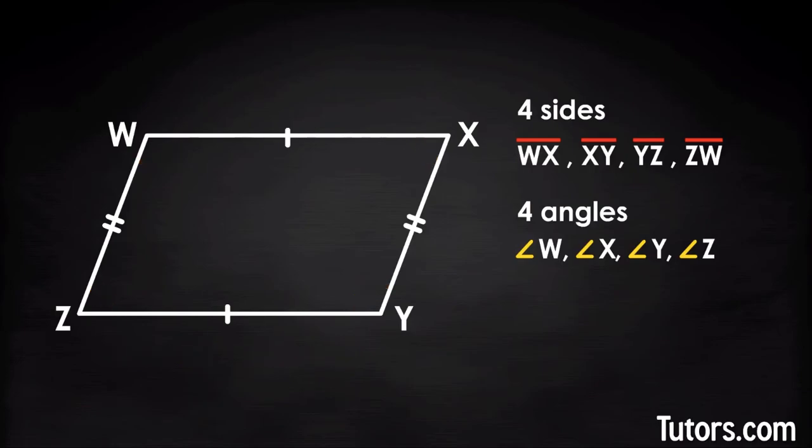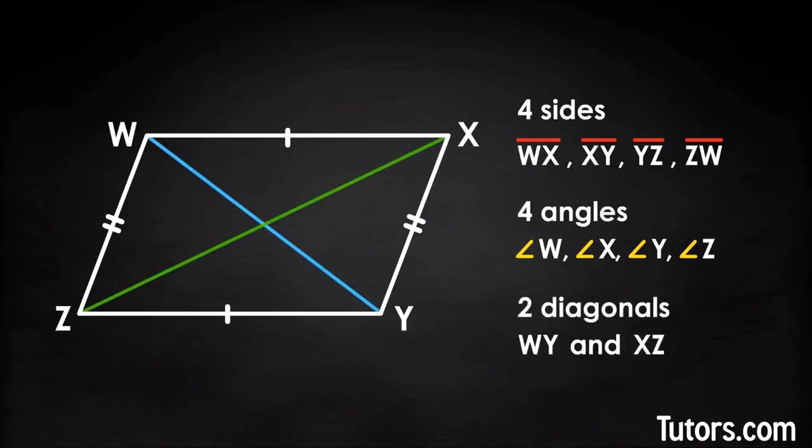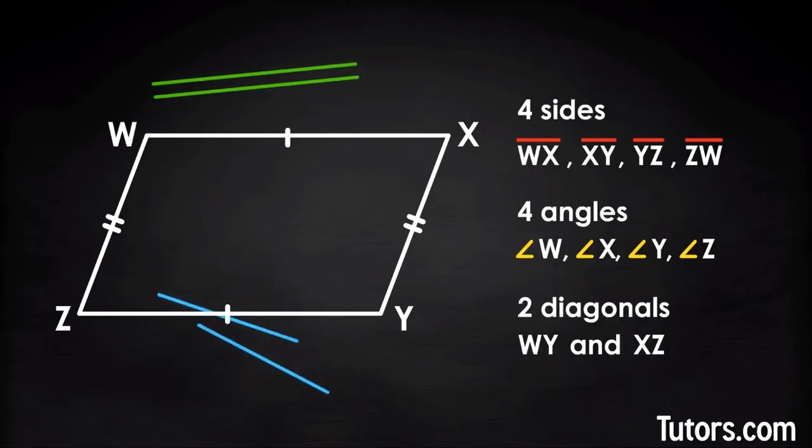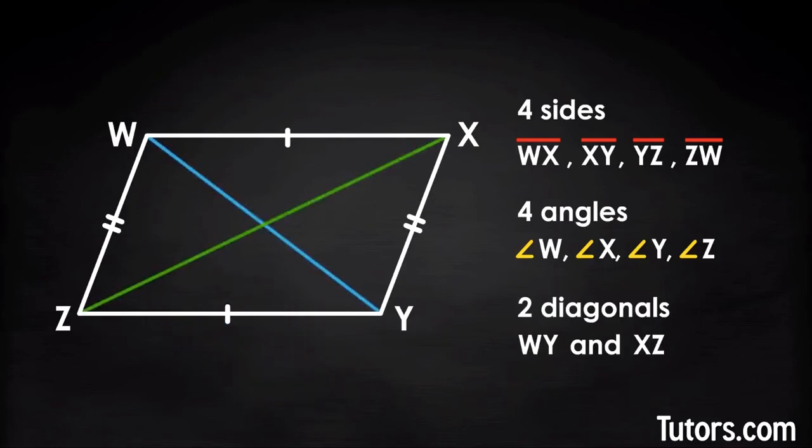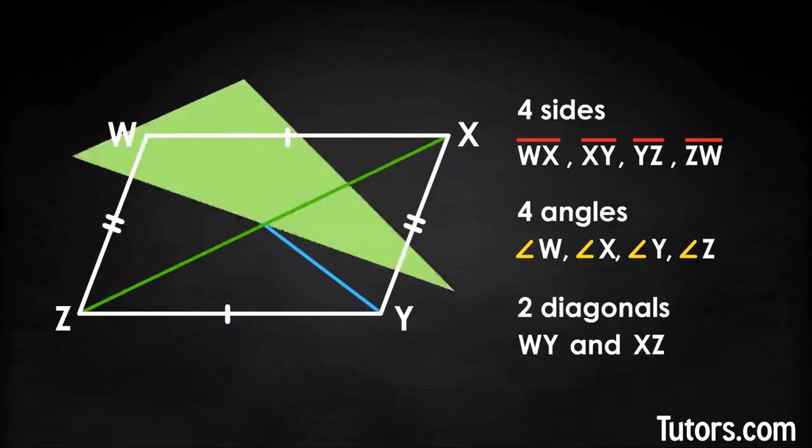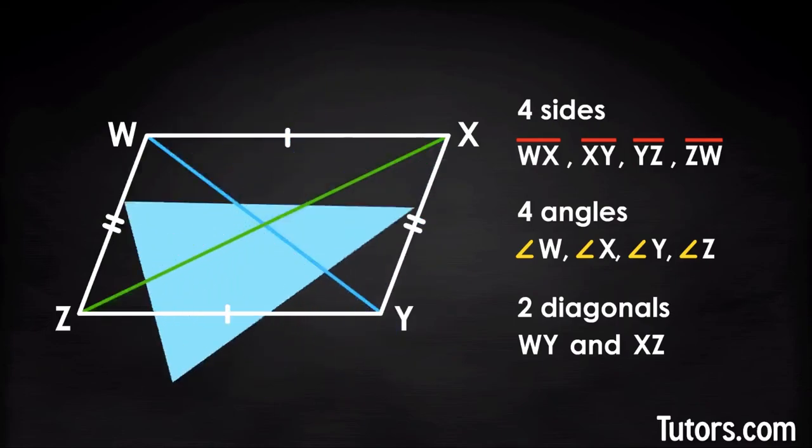Connecting opposite, non-adjacent vertices gives you diagonals WY and XZ. One interesting property of a parallelogram is that its two diagonals bisect each other, cut each other in half. Another property is that each diagonal forms two congruent triangles inside the parallelogram.